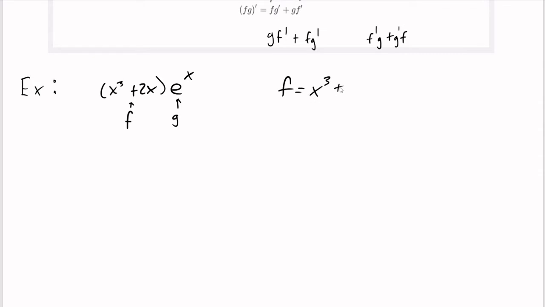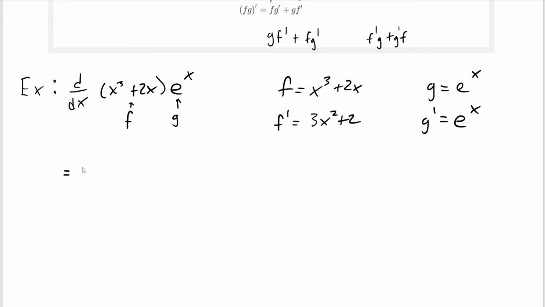F is x cubed plus 2x. G is e to the x. F prime is 3x squared plus 2. G prime is e to the x. Now plug into the formula. The derivative of this, d dx of that, is going to equal what? Go back to the formula. It's right up here, right? So x cubed plus 2x times e to the x, that's the g prime, plus take g, e to the x, and then your f prime, 3x squared plus 2.